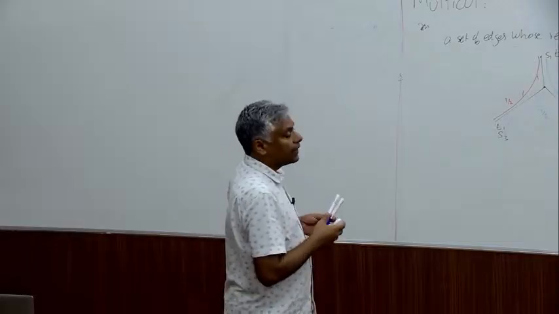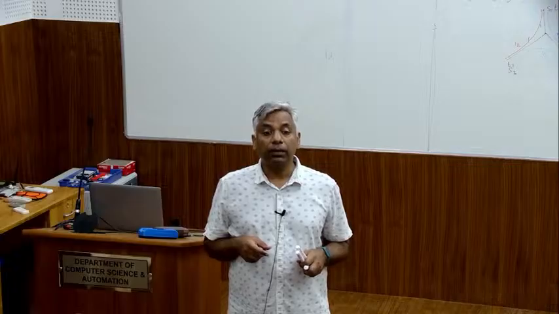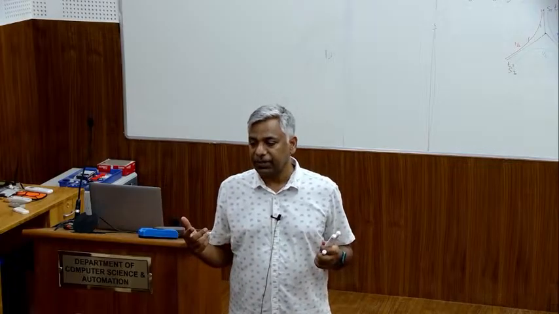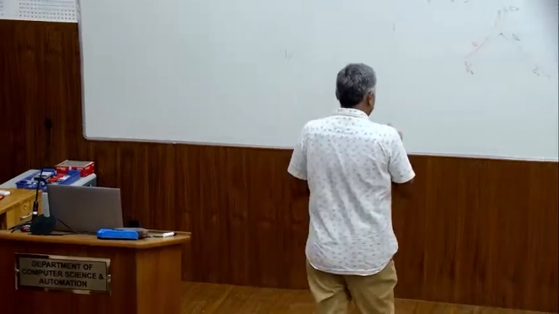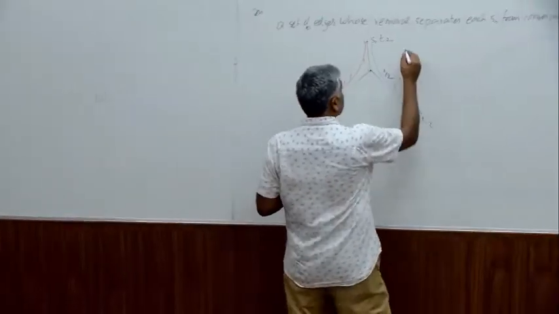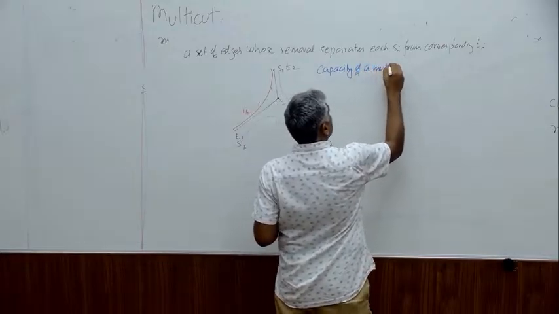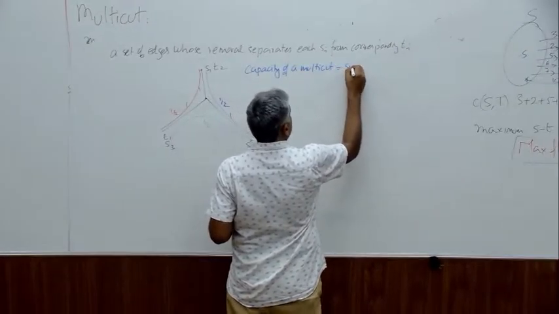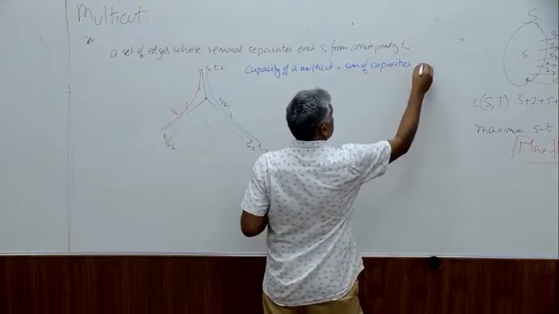Okay. Now what's a multi-cut? What's a set of edges whose removal will separate every pair? Of course, if you remove all, then everything gets separated. But what's the smallest set? Any 2. So that's a multi-cut. So now I can tell you what the capacity of a multi-cut is. The capacity of a multi-cut is equal to the sum of capacities of edges in the multi-cut. Nothing new there.